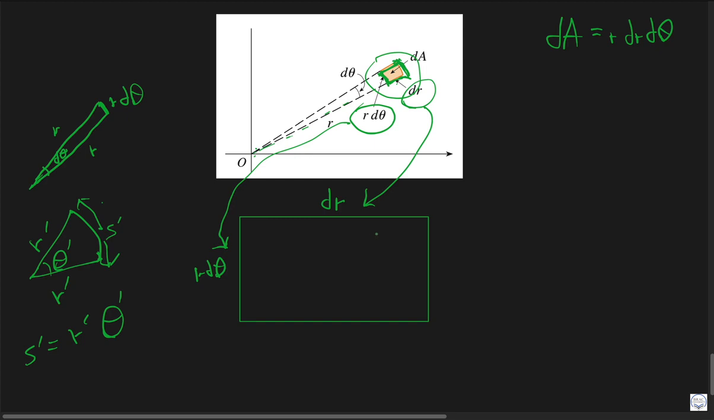Now dA is simply the product of the lengths of these two sides. Usually we do the r integral first, which means we'll write this as r dr d theta instead of r d theta dr. This is just to ensure that we do the r integral first. So this is a geometrical interpretation of our area element in polar coordinates.